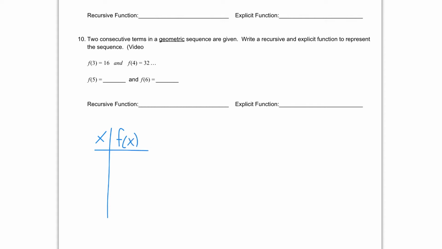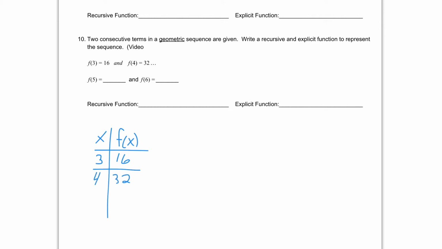And so we have our x value is 3, and our f of x is 16, and that's coming from our very first thing, that f of 3 is equal to 16. X is coming from the inside, 16 is coming from the right. And then we have f of 4 is equal to 32, so we can put in our table that when x is 4, we get 32.